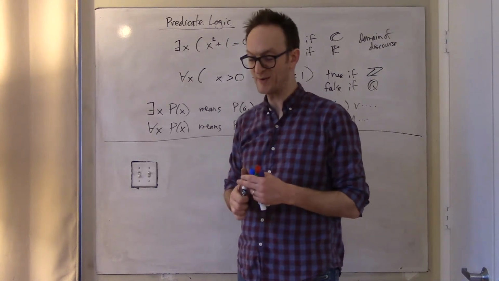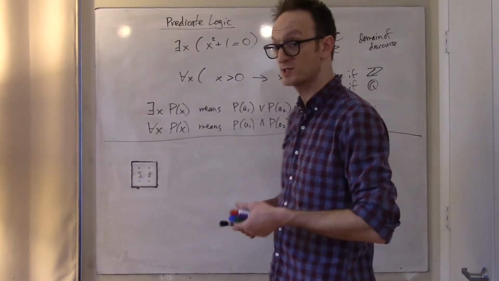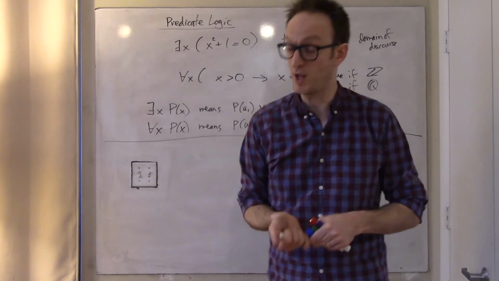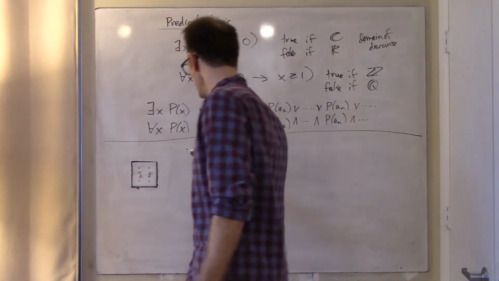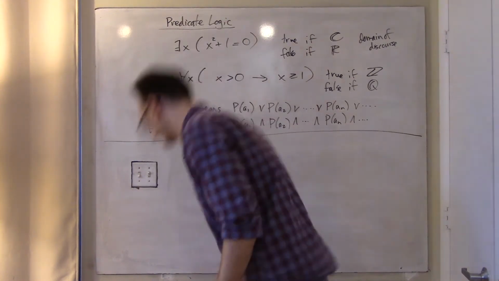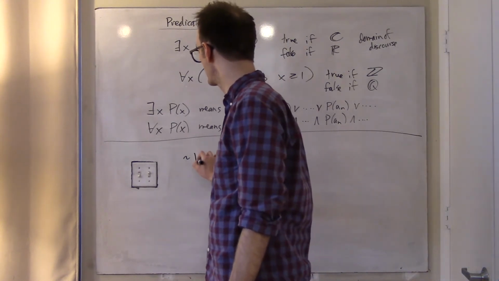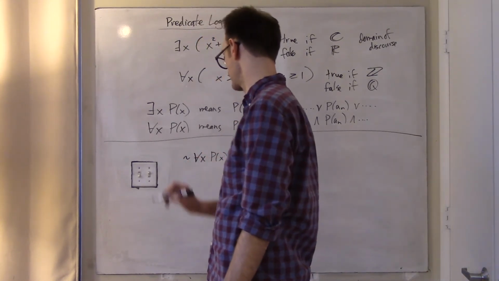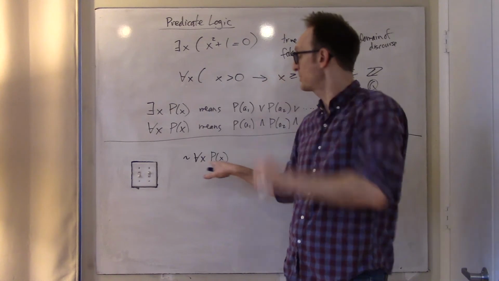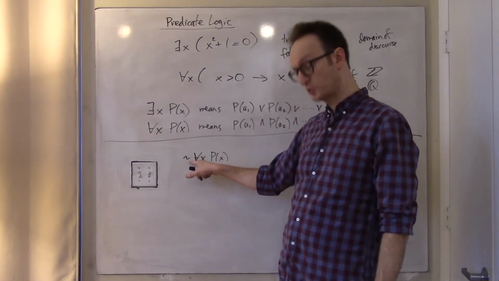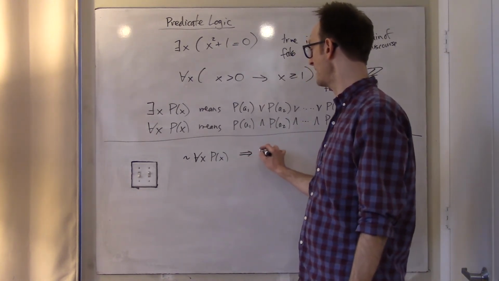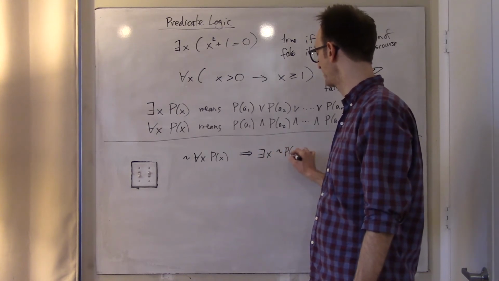It's a long explanation which I don't recommend reading per se, but let's just discover some things right now about predicate logic. Well, here's one. Suppose it's not true that for all x, p of x. Well, what does that mean? For all x, p of x means that everything has property p. But if it's not true that everything has property p, then it seems that something must not have property p.